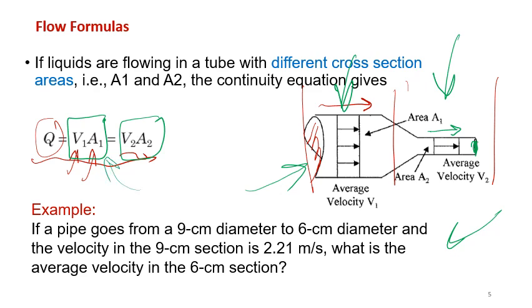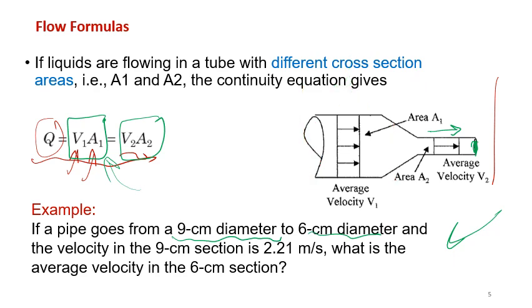Here is a very simple example, which you can just apply. It's an example of calculating how the quantity is going to change. So let us read it and see. A pipe goes from 9 centimeter diameter to 6 centimeter diameter. So this diameter is equal to 9 centimeter, where this diameter is equal to 6 centimeter, and the velocity in the 9 centimeter section is equal to 2.21 meters per second. What is the velocity in the 6 centimeter section? That means he wants to know what the velocity is here.